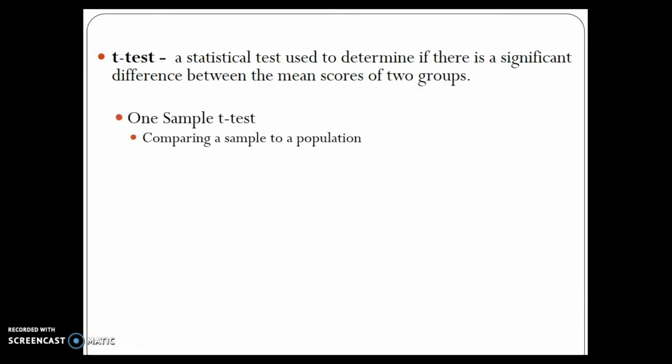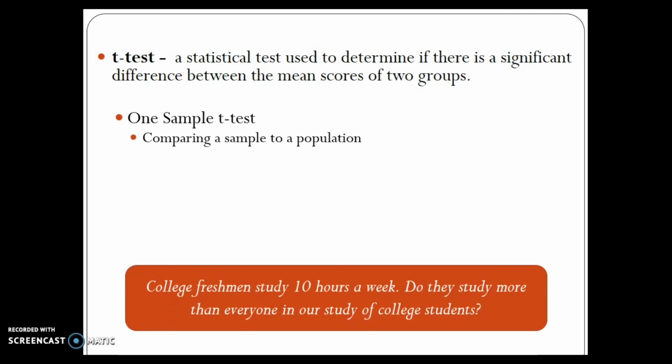The one sample t-test, you'll use this t-test when you compare a sample to a population. For instance, the question here, college freshmen study 10 hours per week. Do they study more than everyone else in our study of college students? So you'll see that you get a mean score in the question, and you collect one sample to compare to the mean score. So that's why they call it a one sample t-test.